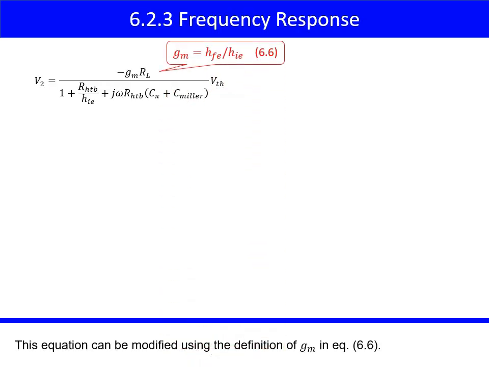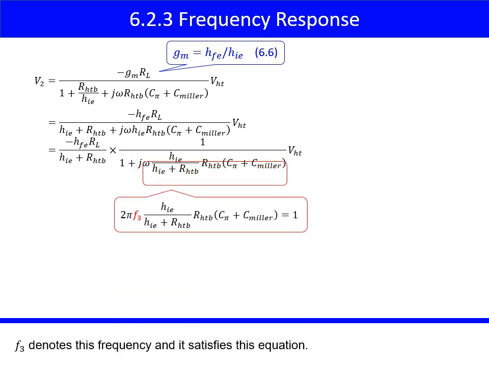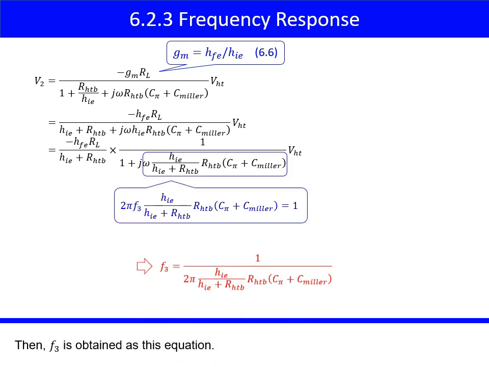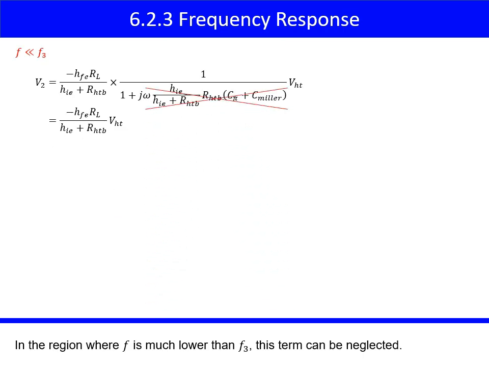This equation can be modified using the definition of gm in equation 6.6. This equation has one important frequency. f3 denotes this frequency, and it satisfies this equation. Then, f3 is obtained as this equation. In the region where f is much lower than f3, this term can be neglected.